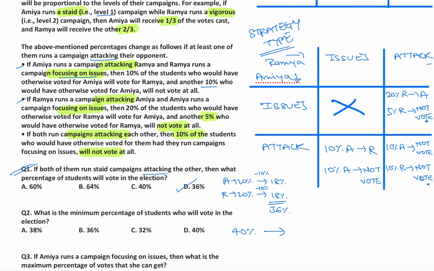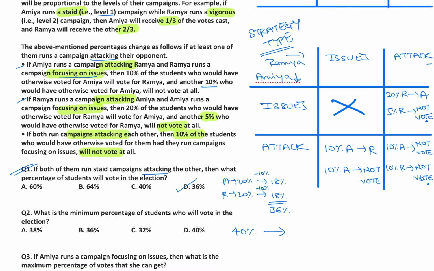Similarly, let's look at the other two conditions. Here, I'm losing overall 10% of the voters because the other 10% is anyways just getting redirected to R. I'm not losing it. And in the final condition where both of them are attacking, I'm losing 10 plus 10, 20% of the voters. Okay.